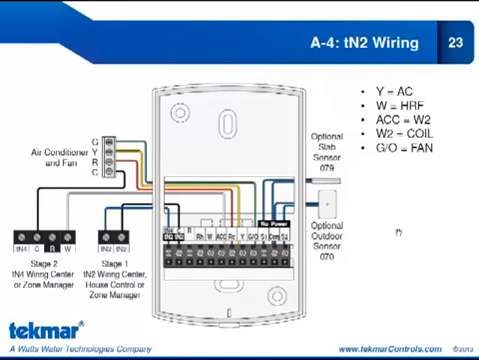Here again, we're showing you the optional slab sensor for the control of the radiant floor, and the optional outdoor sensor. Our settings: Y is set to air conditioner. W is HRF1 or HRF2. Now we can set it for this way because we're going to a house control. The accessory relay is set for second stage heat. That second stage of heat is a fan coil. And our GO relay is set to fan.